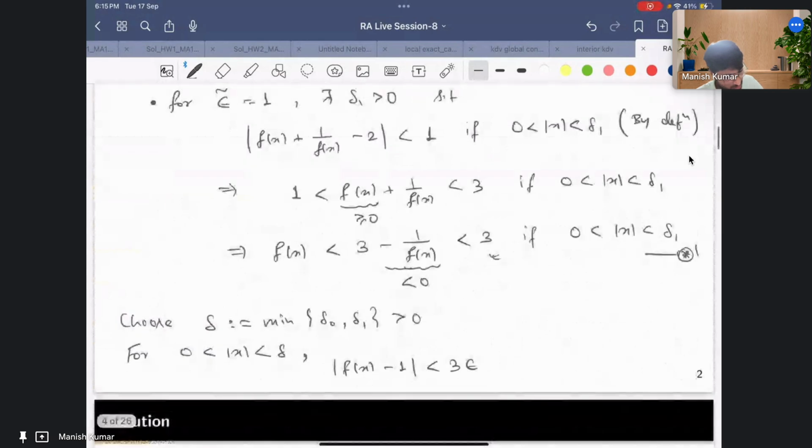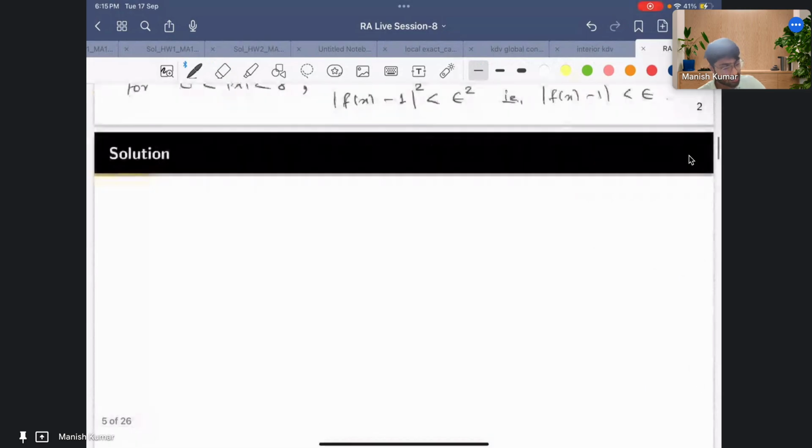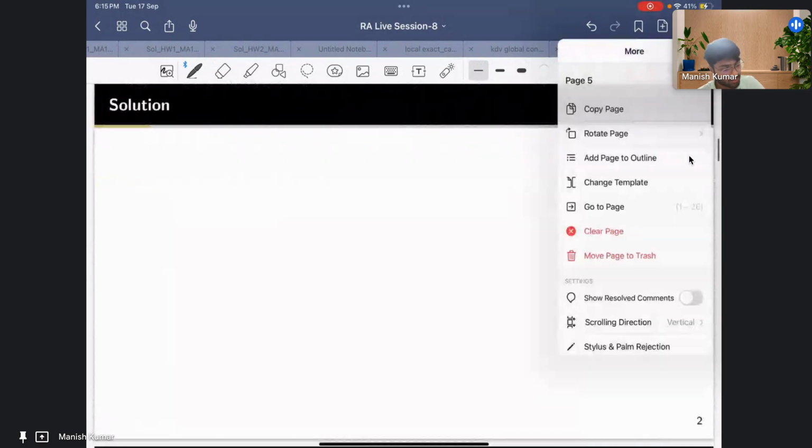Okay, and what else? So I'll get here, this square is less than epsilon square, right? And this proves that mod of f(x) minus 1 is less than epsilon, and this proves the result, right? So this is what we wanted to prove.